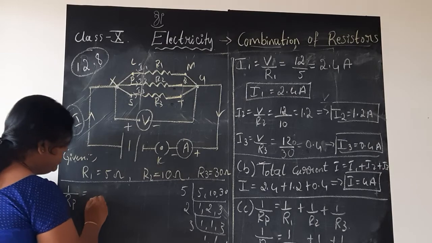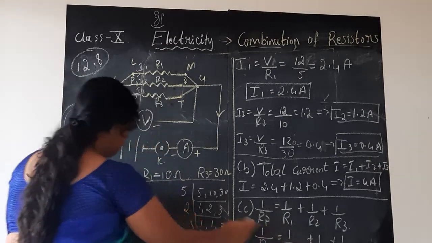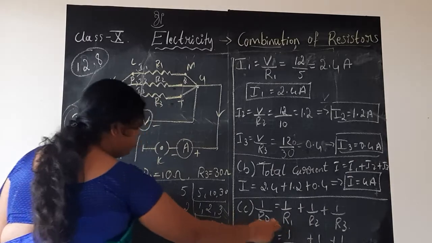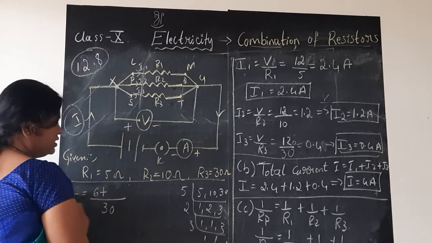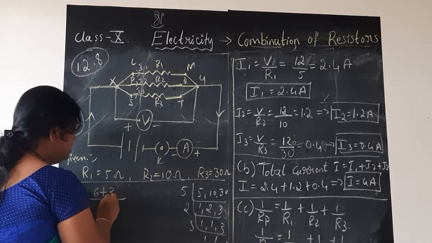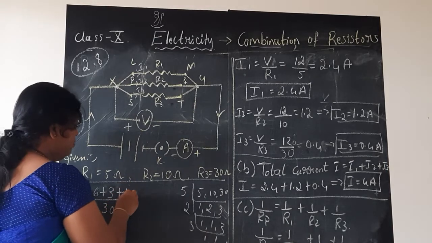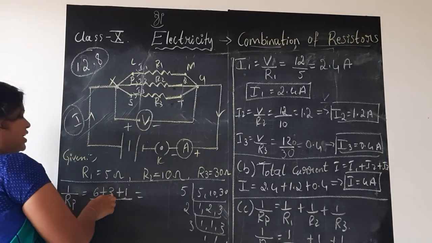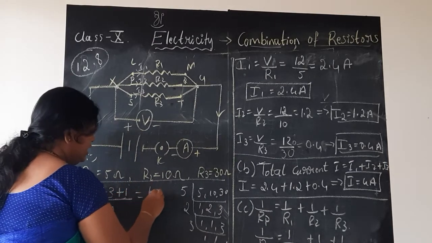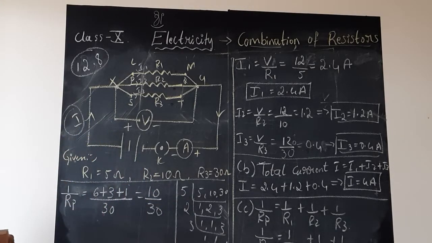1 by Rp is over 30. For the first, 1 by 5: 5 ones are 5, 5 sixes are 30, so 6 into numerator 1 is 6, plus. 10 you have: 10 ones are 10, 10 threes are 30, so 3 into numerator 1 is 3, plus. 30 you have: 30 ones are 30, so 1 into 1 is 1. 6 plus 3 is 9, 9 plus 1 is 10, divided by 30. We got 10 divided by 30.